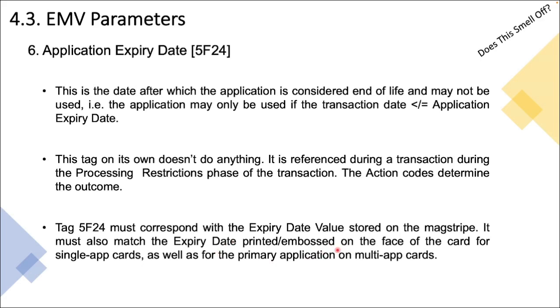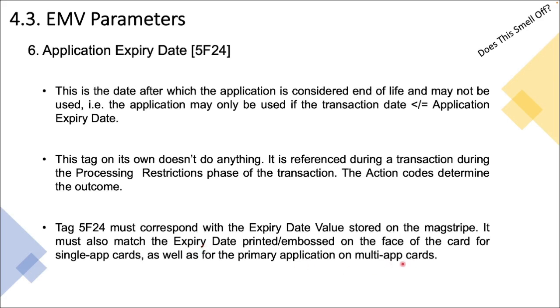Okay, and what we're trying to say is this: if you have a single card, and let's assume that it's a pure credit card, it doesn't have multiple applications, it only has a single credit application on it. Okay, so whatever expiry date is reflected within the chip in the software application, the exact same expiry date must live on the magstripe, and that is the expiry date that is also printed or embossed on the face of the card.